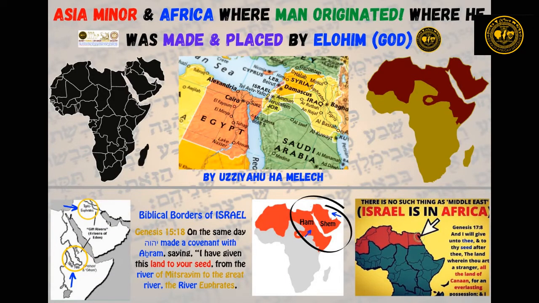All right, here are the biblical borders again. Biblical borders of Yisrael, Genesis 15:18, right? On the same day, Yahweh made a covenant with Abram, saying, I have given this land to your seed, from the river of Mitzrayim to the great river, the river Euphrates. So out of the three sons of Noah, Abraham is not Ham, and Abraham is not Japheth. Abraham is from Shem. So we have to set our minds with Shemitic, right? So this land is Shemitic land, right?